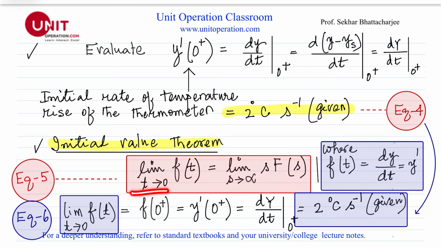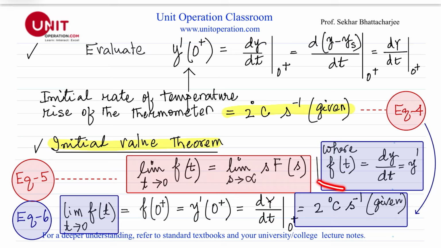We know that for a function, any function, as time t tends to 0, the initial value is found by taking the Laplace transform of the function, multiplying it by s and letting s tend to infinity. That gives me the functional value right at the initial time t equals 0. That's my initial value theorem.